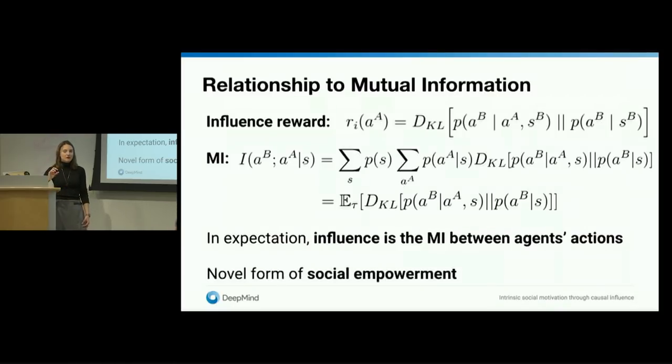We think of this as kind of a novel form of social empowerment. So we talked about empowerment, being an agent wants to be able to maximize its influence on the environment. This is like an agent wants to maximize its influence on other agents.